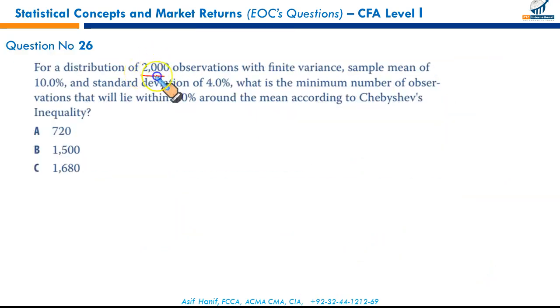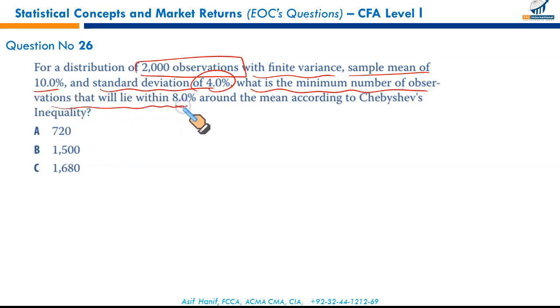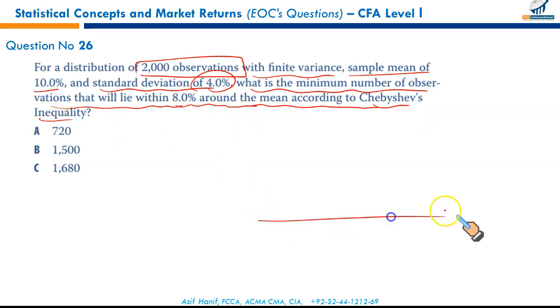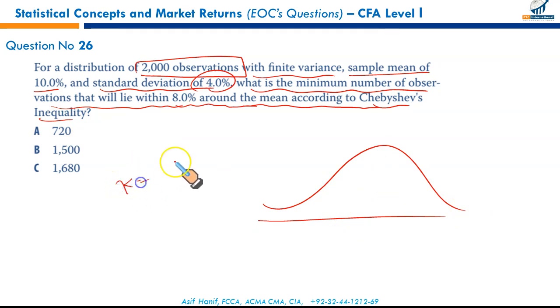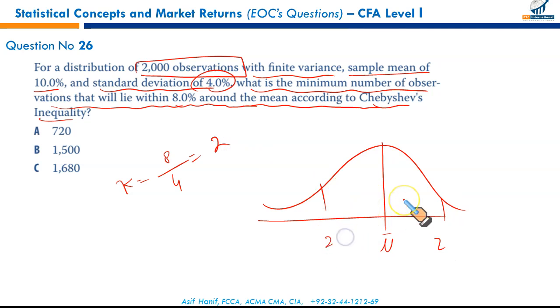For a distribution of 2000 observations with finite variance, sample mean of 10% and a standard deviation of 4, what is the minimum number of observations that will lie within 8% around the mean according to Chebyshev's inequality? We can directly calculate K. Standard deviation is given as 4. Since we are talking about 8% around the mean, 8 by 4 means 2 standard deviations from the mean. This is the mean, so 2 standard deviations to the right and to the left.